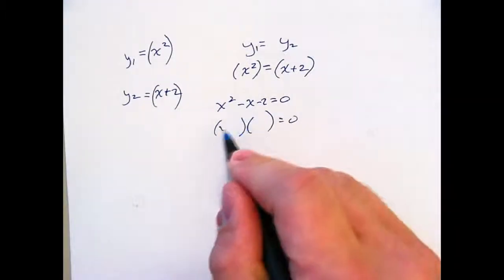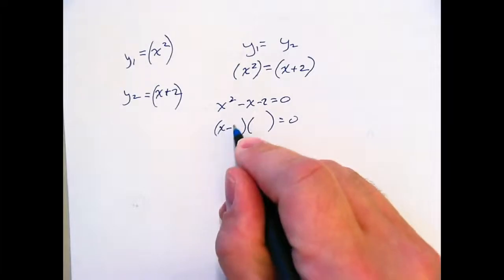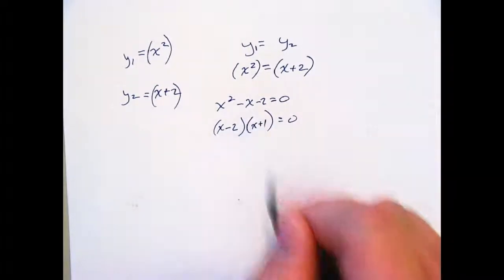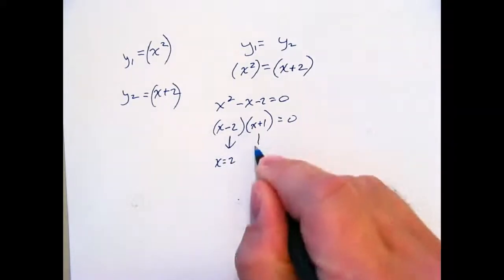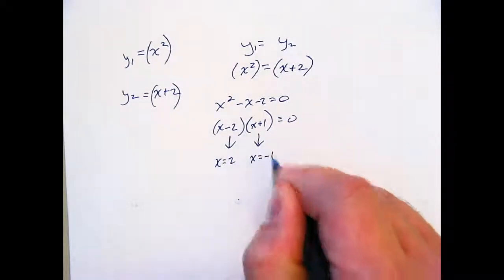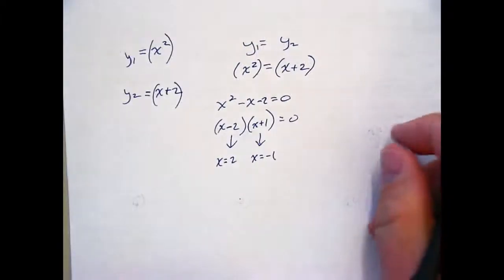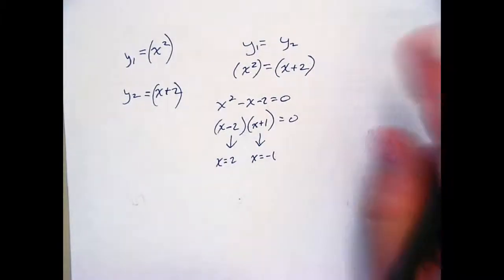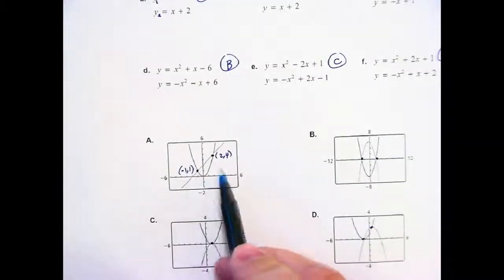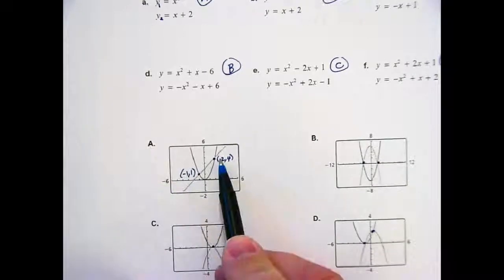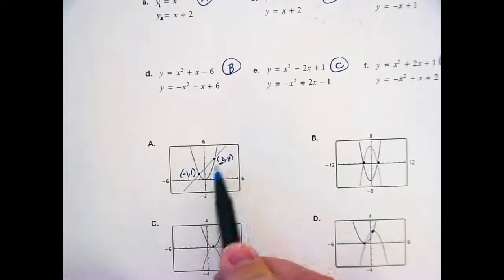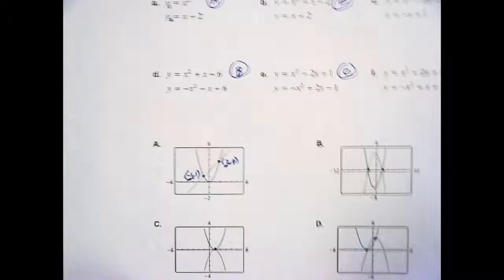What's that factor to? X minus 2, x plus 1. And that gives me a solution of x equals 2 and x equals negative 1. Well, is that our answer? Remember, a solution to a system is a coordinate. We found 2 and negative 1, which are our x values. How am I going to find the y value if I'm doing it algebraically?